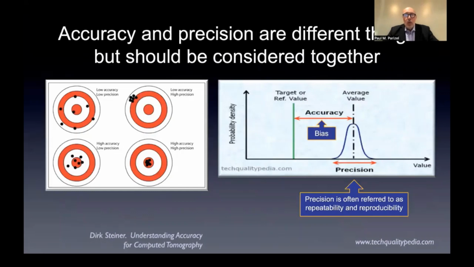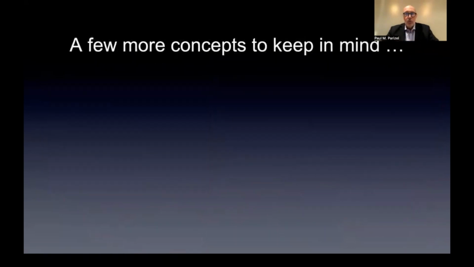Accuracy and precision are important concepts that any radiologist should understand. They are different, but should be considered together. Accuracy indicates how far from the target you are, and that is basically the bias of your technique. On the other hand, precision, often referred to as repeatability or reproducibility, indicates how narrow the bell curve is, so how good your measurements are clustered together relative to the average value that you want to measure.